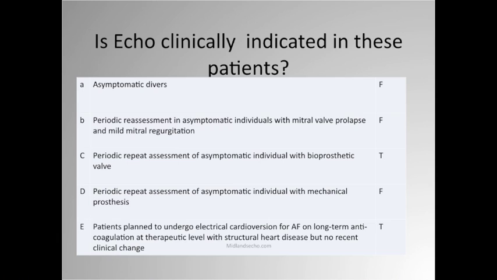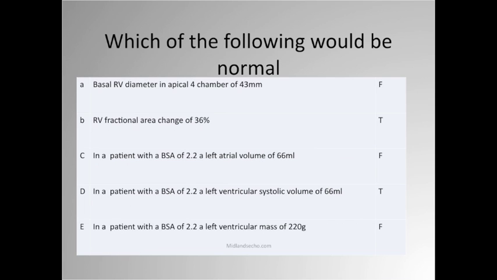A useful thing to do is say, well, what if I say the opposite? Then the opposite is clearly very wrong, so that can't be the best answer. Periodic repeat assessment of asymptomatic individuals with mechanical prosthesis, that is not recommended. And patients planned to undergo electrical cardioversion for atrial fibrillation on long-term therapeutic anticoagulation with structural heart disease but no recent clinical change. That's true, according to the BSE recommendations.